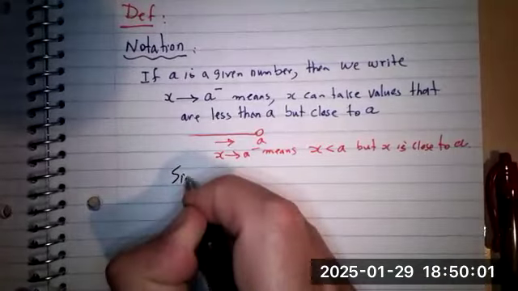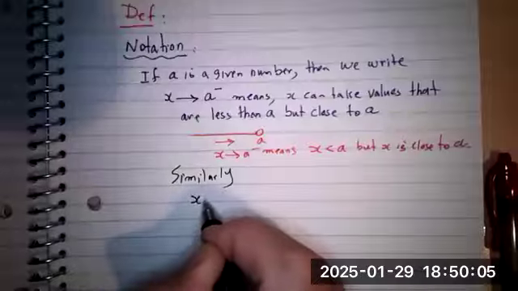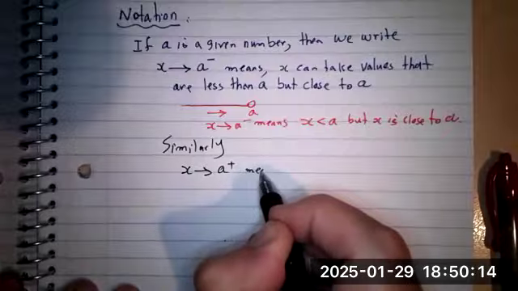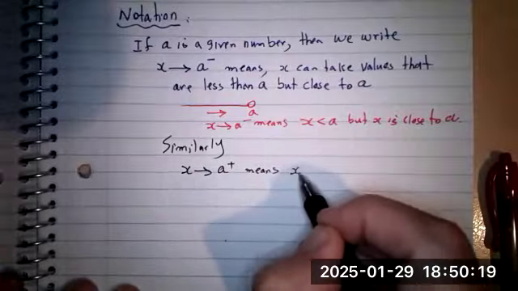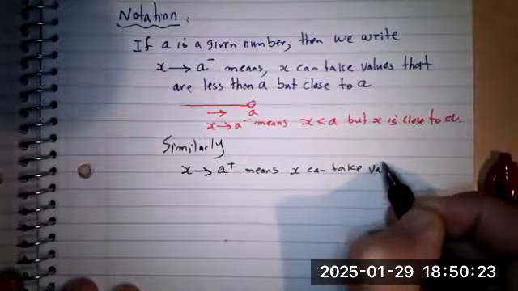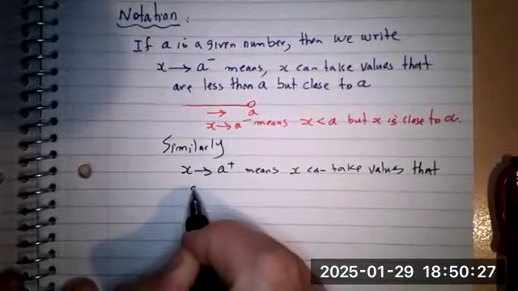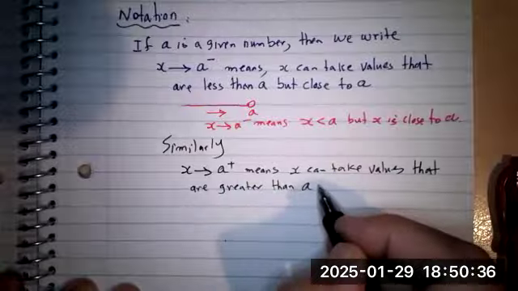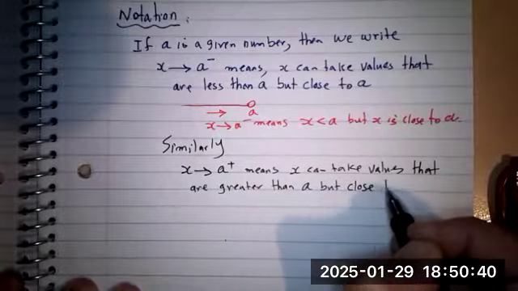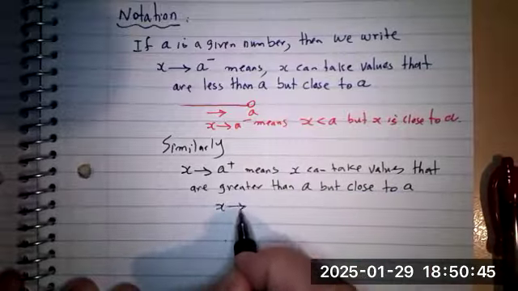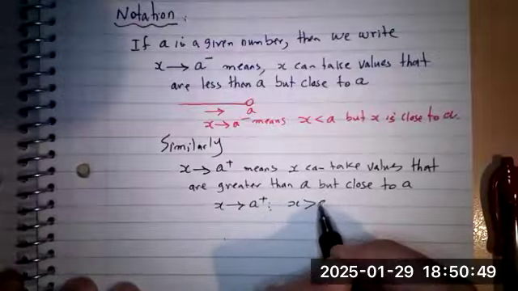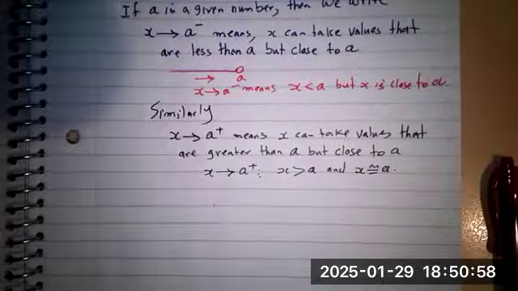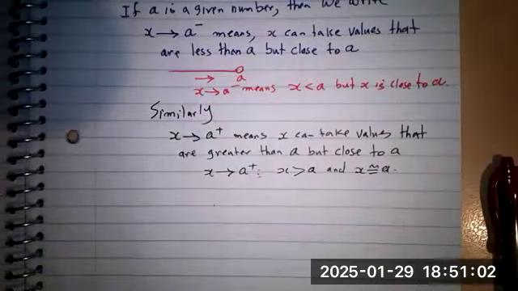Similarly, the other way around. x goes to a positive. This means we estimate from the right. So this means, again, x can take values that are greater than a, but close to a. That's it. So x goes to a positive. This is the way we write it down. This means x is greater than a and x is approximately a. We don't care about a, we estimate around.